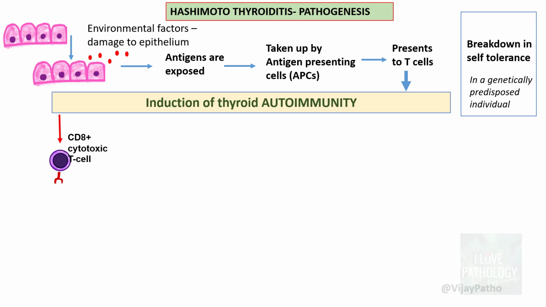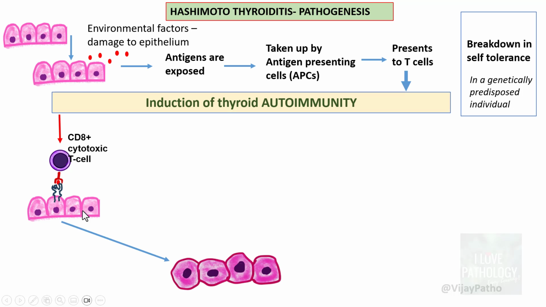First and foremost, CD8 cytotoxic T cells can be activated. How are they activated? They can identify the antigens on the surface of the thyroid follicular epithelial cells. These antigens can be presented by the MHC molecule. Once they identify them, there is direct destruction of the thyroid follicular cells, which leads to epithelial cell damage, and this is referred to as T cell mediated cytotoxicity. That is the first mechanism.